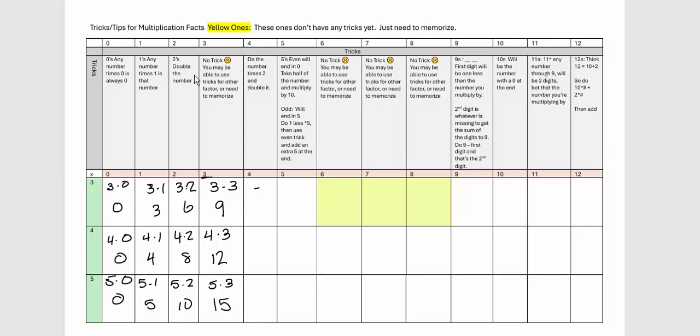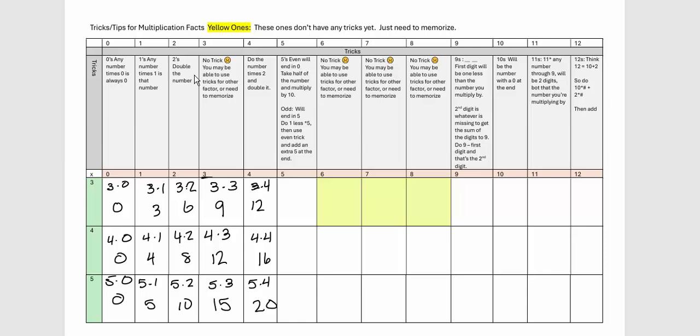All right, now we're in the 4s. So the trick I have is I can do times 2 and double it. So 3 times 4, well, 3 times 2 is 6, and double it is 12. 4 times 4, this is a square, so we might know it just because it's 4 times 4, and it's one of those easier ones to stick. But if not, 2 times 4 is 8, times 2 is 16. And then 5 times 4, well, we could do 2 times 5 is 10, and then times 2 is 20.